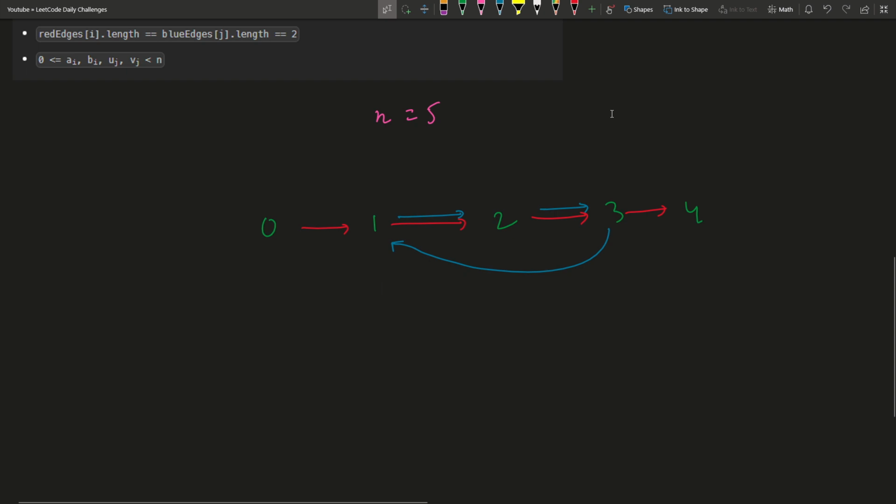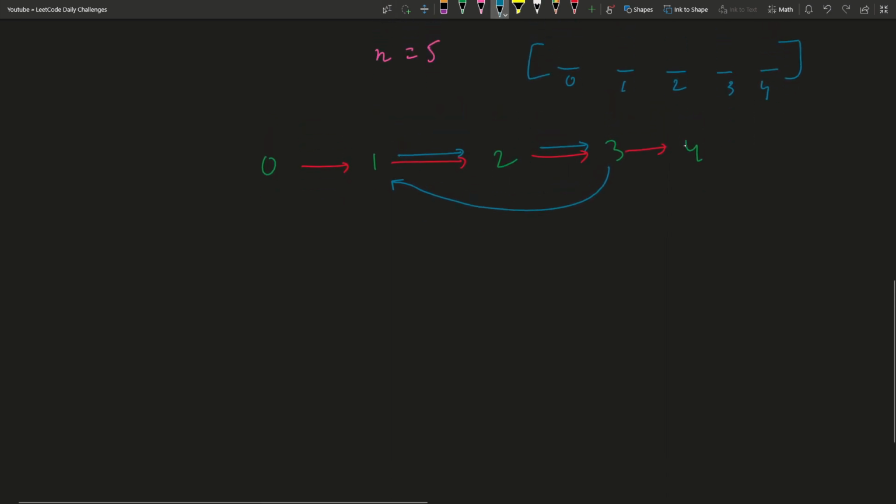Now guys, here we have to return an array of the same size, 5, right? This is the 0 index, 1 index, second index, third index. Fine. Now we have to return the shortest path from 0 to all the other nodes, right? Now how can we do this?